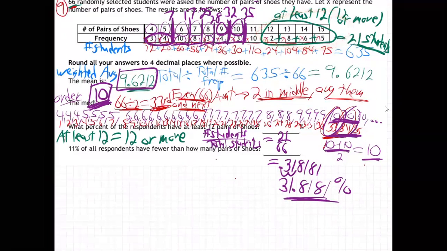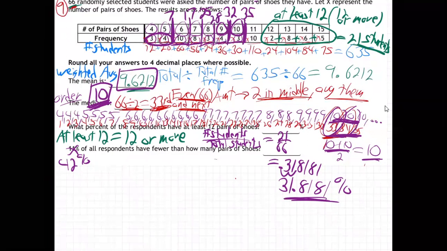Final question's a tricky one. 11%. Well, let me change that. Let me make it a little harder. I'm going to make it 42%, just to make it more interesting. What if they said 42% of all respondents have fewer than how many pair of shoes? How would I do that? 42%. What you're going to need to do is find out percentages along the way.